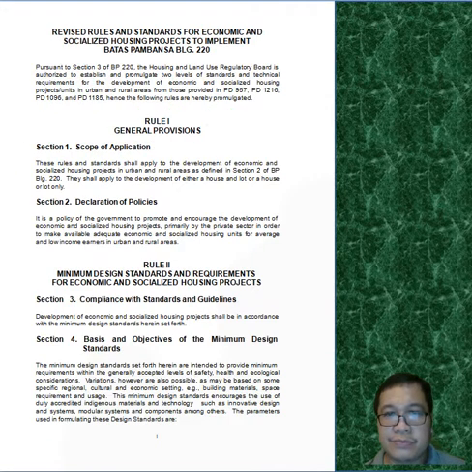So Rule 1, scope and limitation. These rules and standards shall apply to the development of economic and socialized housing projects in urban and rural areas as defined in Section 2 of BP 220. They shall apply to the development of either a house and a lot, or a house or a lot only. So there are cases, class, where it's going to be a house and lot, or a house or a lot only. Take note of this one, class.